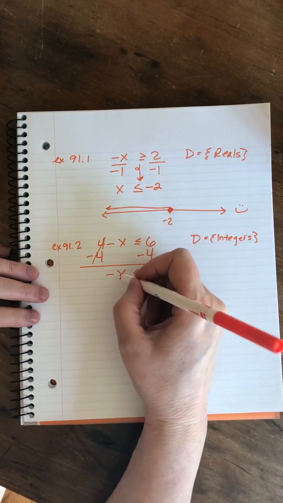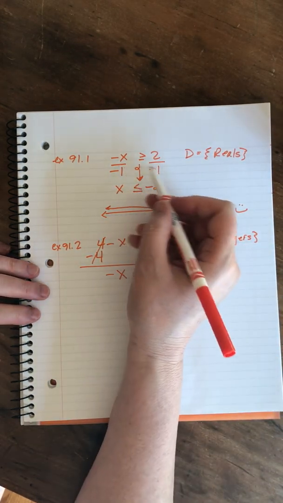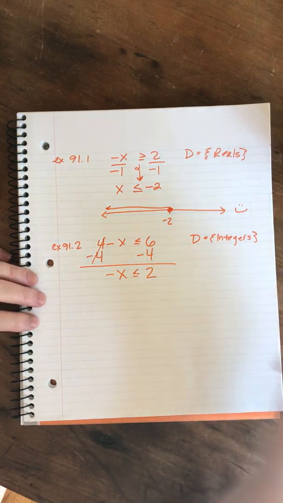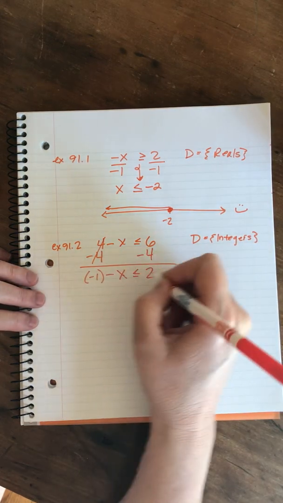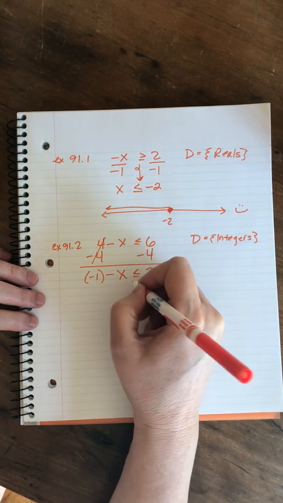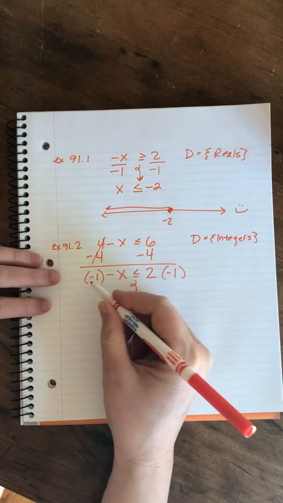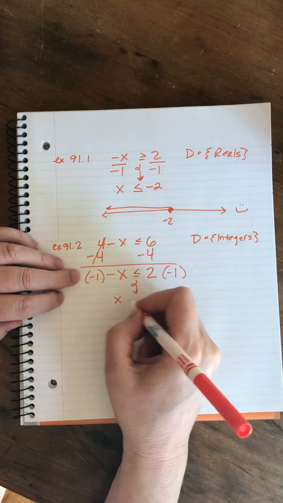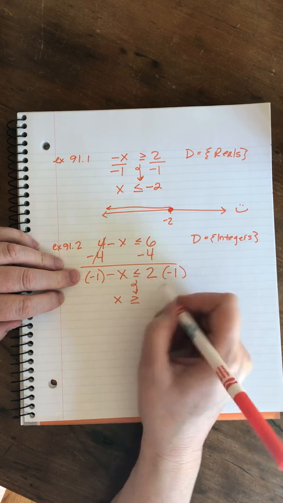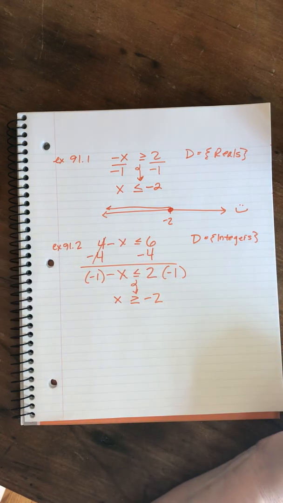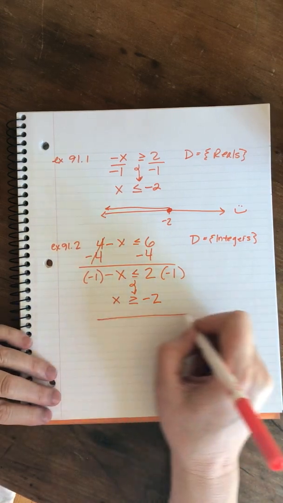Now we have this minus sign. Last time we divided by negative 1. That's usually my go-to, but let's just multiply both sides by minus 1 this time. This is going to have to flip. So this now will become positive x. That goes the other way, and that becomes negative 2. X is greater than or equal to negative 2.